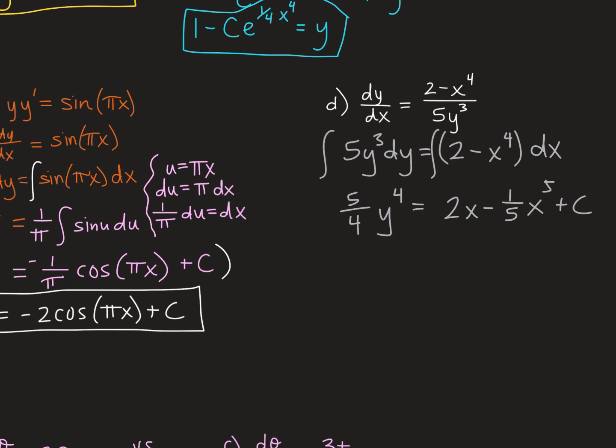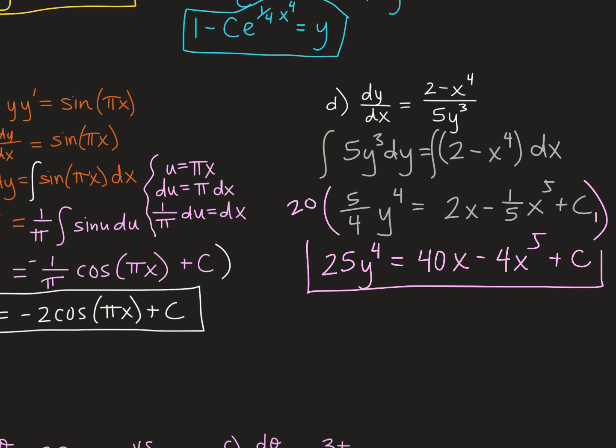Then if we want to keep going with making things look nice, we have a 4 and a 5 in our denominators here. Their least common multiple is 20, so I'm going to multiply everything through by 20. When I multiply that by 20, 20 over 4 will cancel to 5, so it'll be 5 times 5, so we'll have 25 y to the 4th equals 40x, and then we'll have 4x to the 5th. Now, again, I don't need to write 20c. I can call that c sub 1, and then this is just c. It represents 20c sub 1.